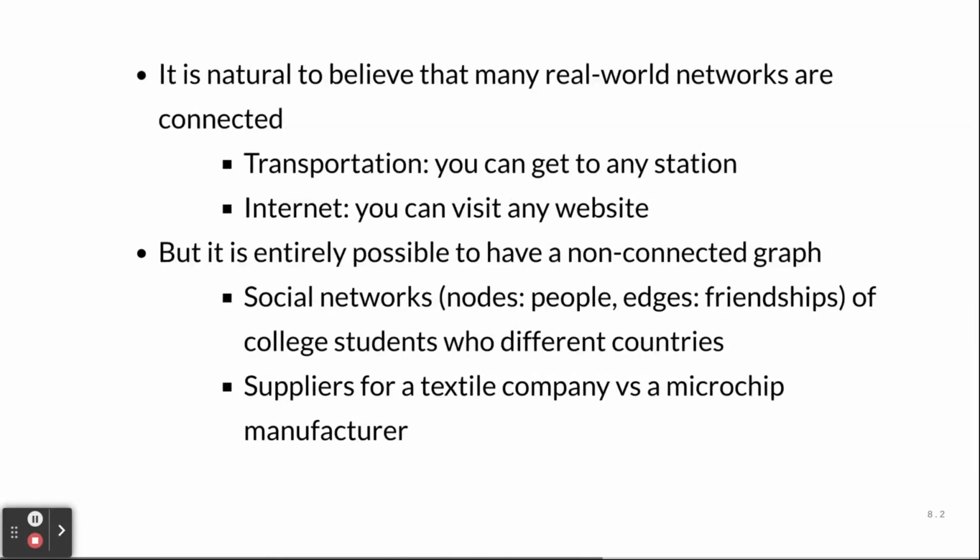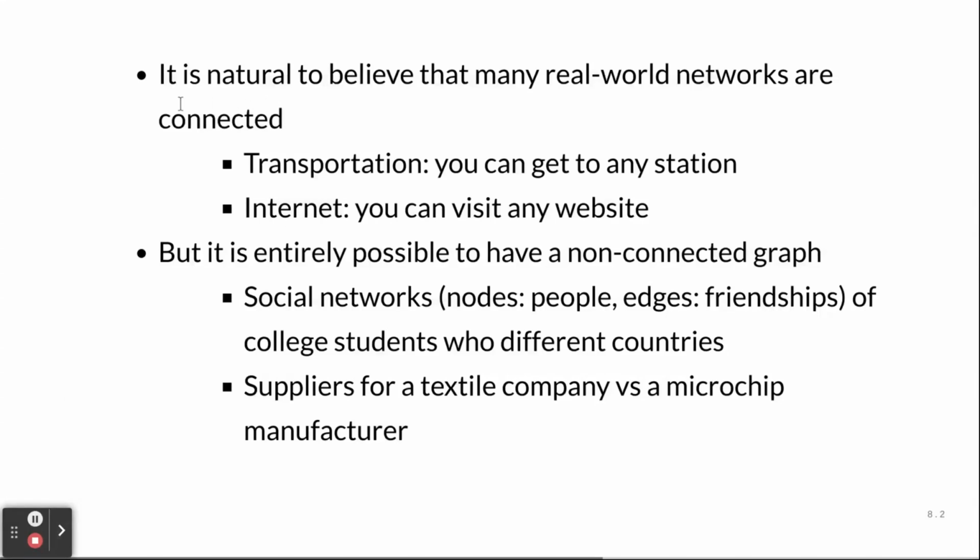Now, it's very natural to assume that many real world networks are connected. For example, a transportation network like the subway system in a major city. To be useful, this needs to be connected. It needs to be possible to reach any destination, any subway station from any other station. You might have to make a few transfers or make a large number of stops, but in order to be a useful network, it needs to all be connected.